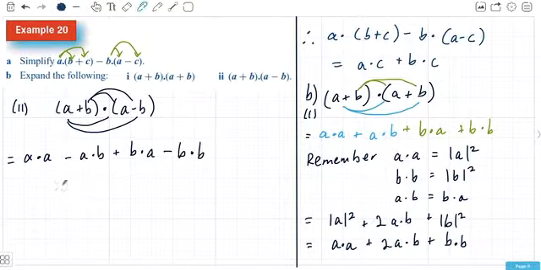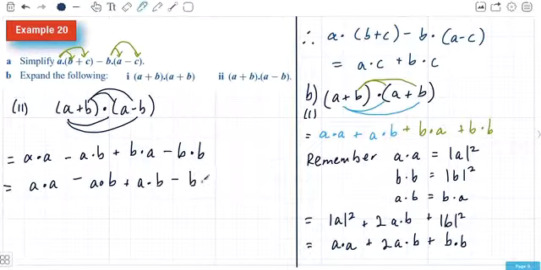minus b dot b, and again we know that the dot product is commutative, that is the order doesn't matter, so I'm just going to write this as a dot b, and so you can now see that you've got some cancellations, the a dot b's cancel, so you end up with a dot a minus b dot b.